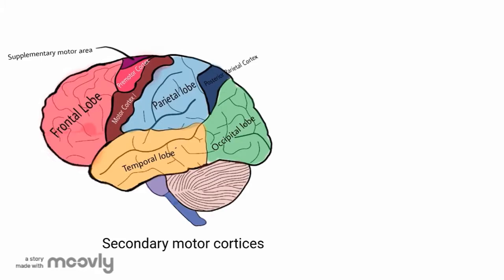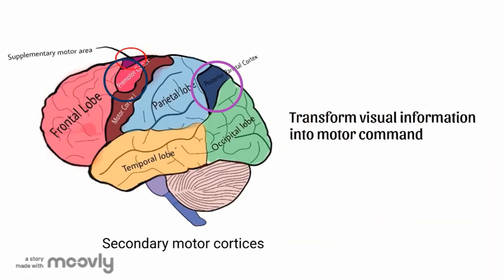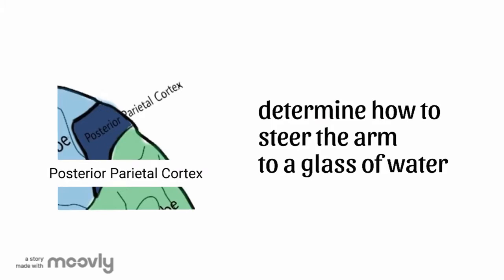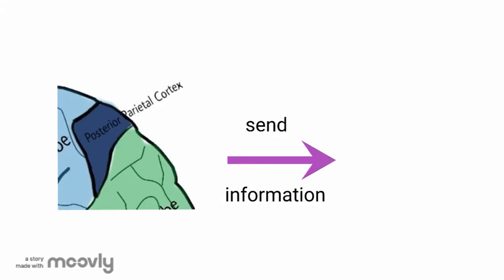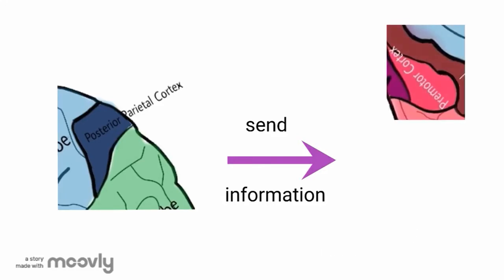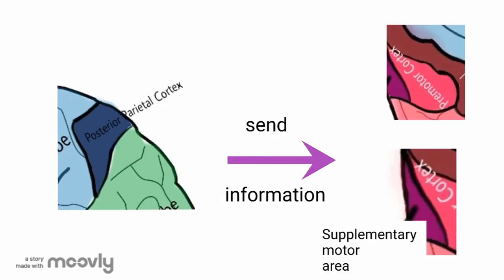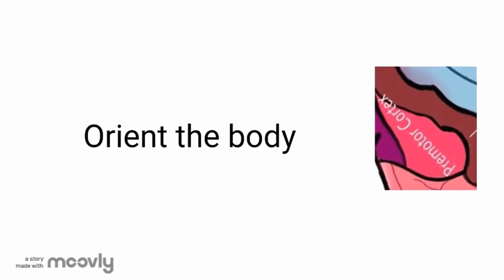The region consists of posterior parietal cortex, premotor cortex, and supplementary motor area. They function in transforming visual information into motor command. For example, posterior parietal cortex is responsible in determining how to steer the arm to a glass of water. The posterior parietal cortex then sends the information to the premotor cortex and supplementary motor area. The premotor cortex will orient the body before reaching for the glass of water.